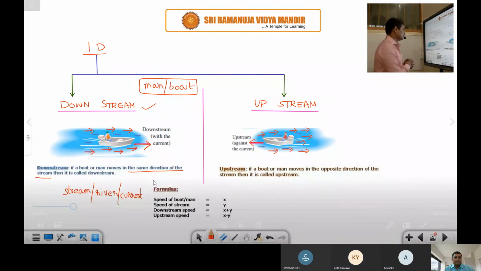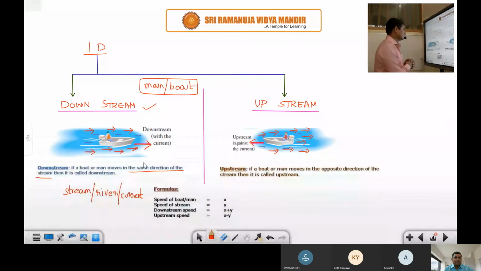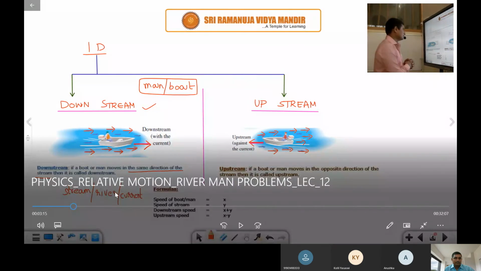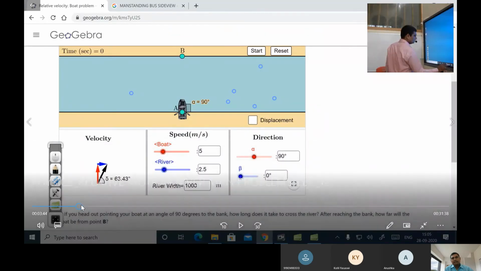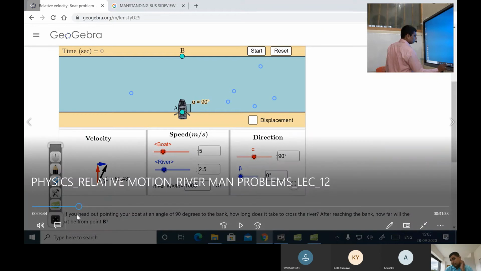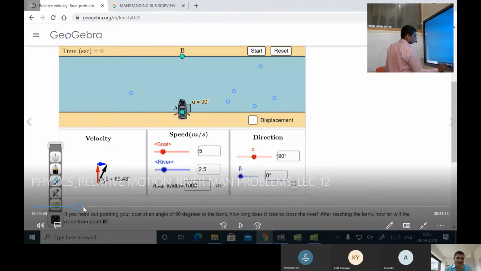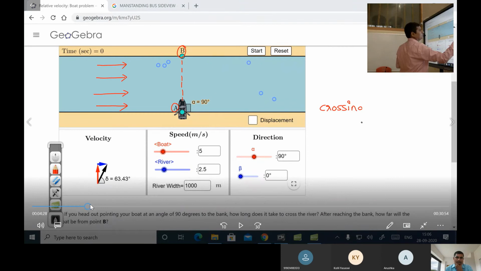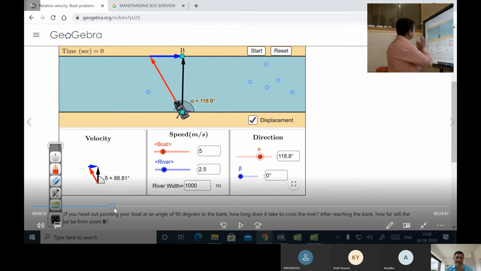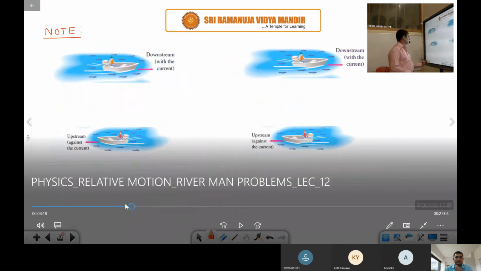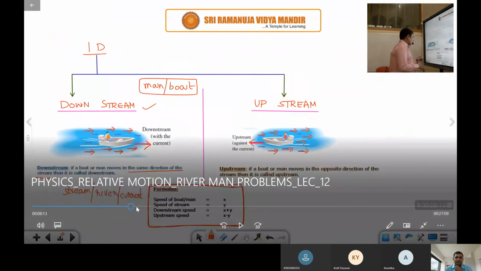Now here in our physics, there are different names. We also call stream as river or current. Stream, river, current are all the same thing. And here I showed one animation, where you can see in which direction it will go fast. No, I think this is two dimension. One dimension I'll show afterwards. That is two dimension.